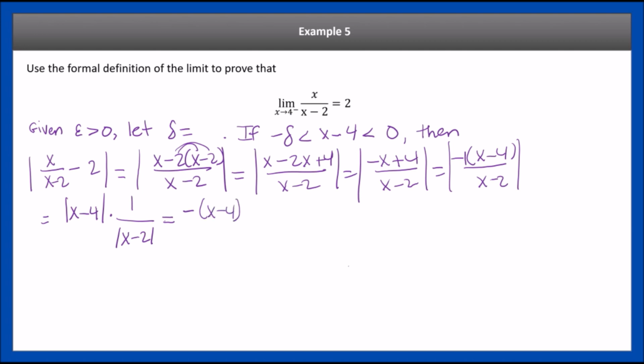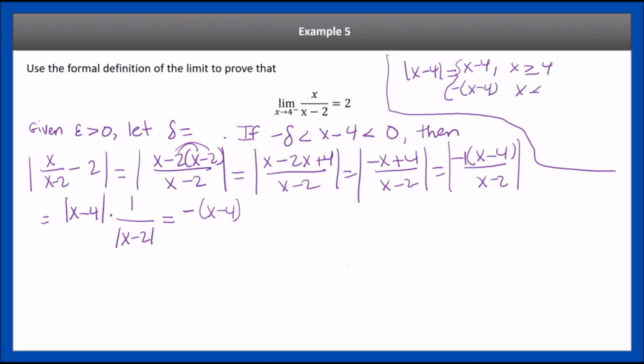Again, why are we going to do that? Well, remember that we mentioned, let's do this over here off to the side, the absolute value of x minus 4 is equal to x minus 4 if x is greater than or equal to 4. So if the quantity is positive, then it's going to be what's inside the absolute value. But it's going to be the opposite of what's inside if it's negative, right? So in other words, if x is less than 4.